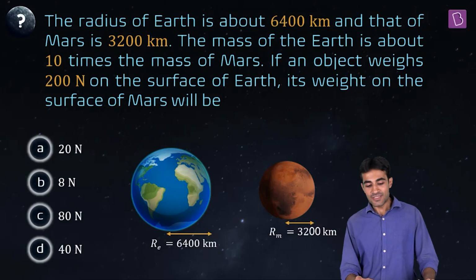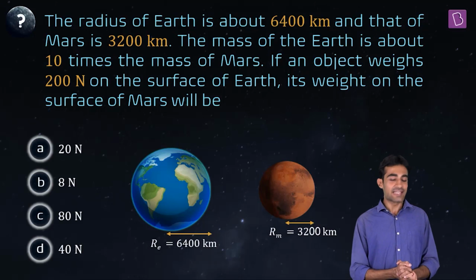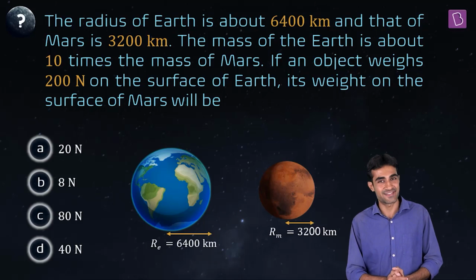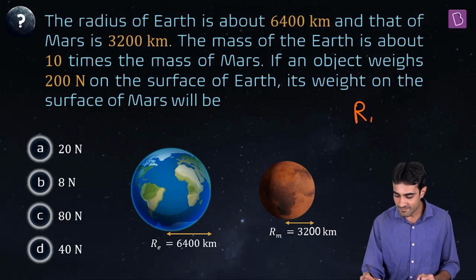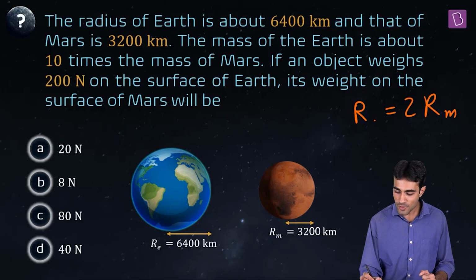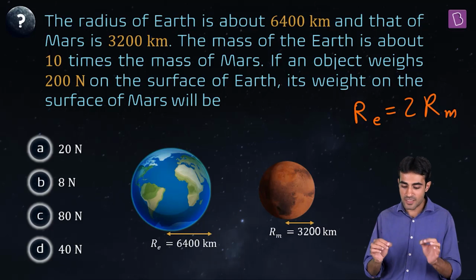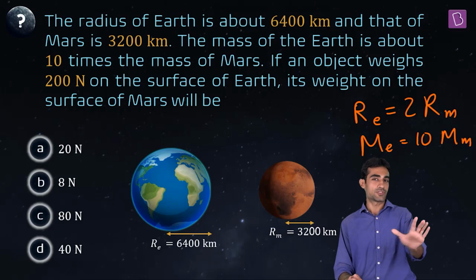The radius of Earth is about 6400 kilometers, and that of Mars is 3200 kilometers. So this question is on two sister planets. We can see Earth is a big sister. The radius of the Earth is twice the radius of Mars. Good. Earth is a big sister and also a fat sister, because the mass of the Earth is about 10 times the mass of Mars. So, mass of Earth is 10 times the mass of Mars. This is given in the question.